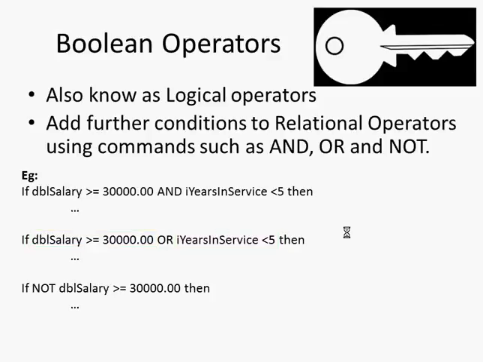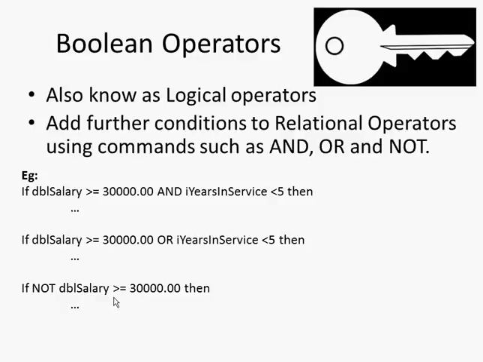Here's another one, and note that the not Boolean operator will just act upon one comparison. So we've got if not dblSalary greater than or equal to 30,000. So if this equates to true, then the whole of the line equates to false. So we're basically polarizing what happens on the right hand side by using the not Boolean operator.